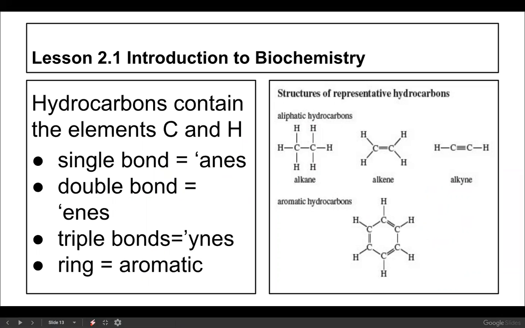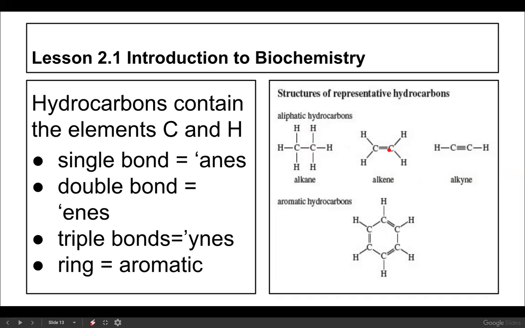If you find a hydrocarbon compound like this one right here, there's only single bonds, so we use the ending "ane" to describe these. So ethane, or alkanes, or methane, octanes, they all have single bonds. If you see double bonds and it's only carbon and hydrogen connected, then we start to change the name from an ane to an ene. So here's ethene. This was ethane. This is ethene. All right.